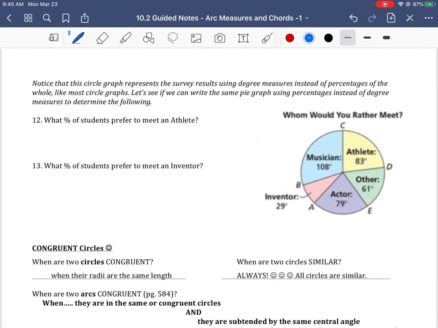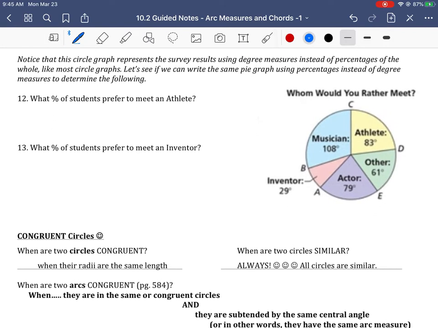All right, from there, we are going to look at this in a little bit of a different way. So notice the circle graph represents the survey results using degree measures instead of percentages. So when we were doing probability, these looked like percentages. Well, because they are parts of a whole, we could actually convert these into percentages. If we were looking at, for example, 108 degrees is this piece right here. When you create the circle graph, you're using that angle measure to create a correct representation of the section of the whole. Now, 108 degrees in relation to the total 360 degrees is only so much of that.